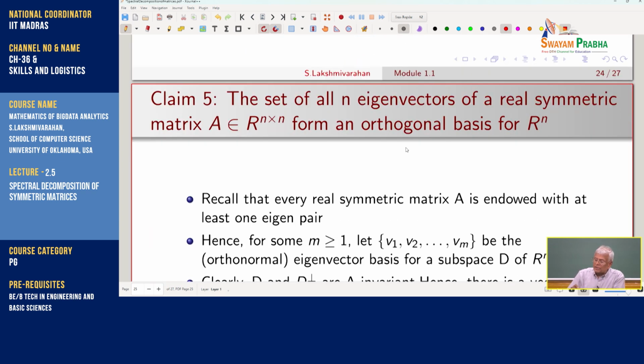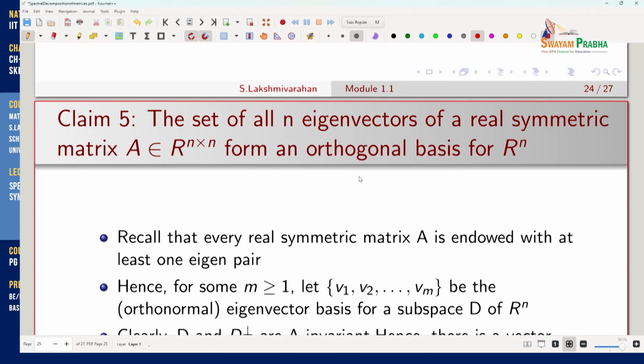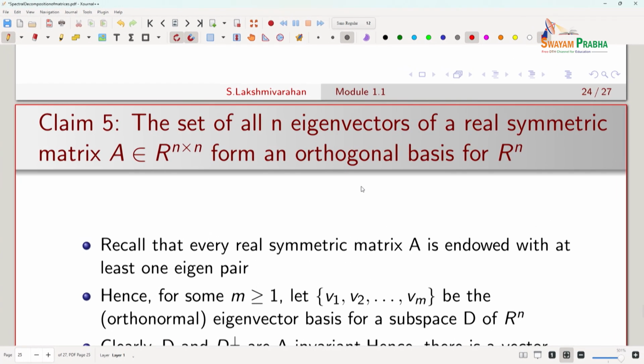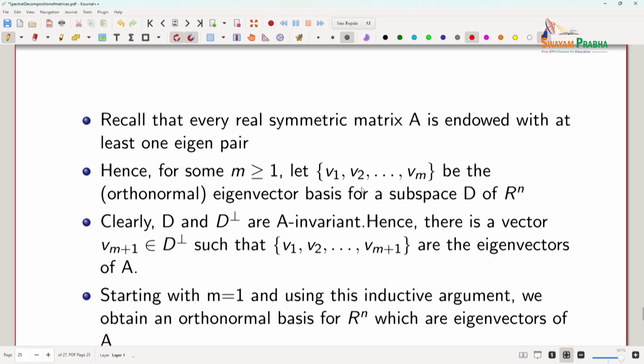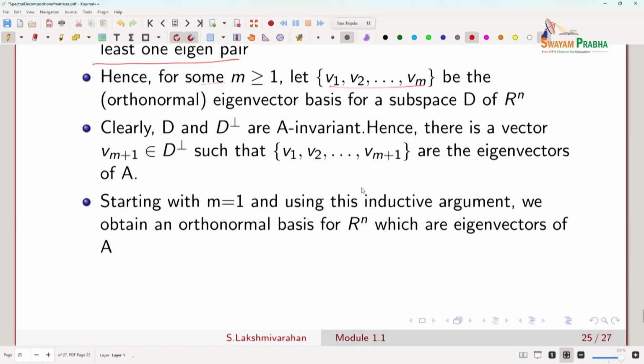The set of all eigenvectors of a real symmetric matrix forms an orthogonal basis for Rn. That's claim 5. Recall that every real symmetric matrix A is endowed with at least one eigenpair. We have already shown that. Hence, for some m, let V1, V2, ..., Vm be the orthonormal set of eigenvectors which form the basis for the subspace D of Rn, and D is the invariant subspace because every eigenvector is an invariant subspace. So I have D perpendicular. Both of them are A invariant.